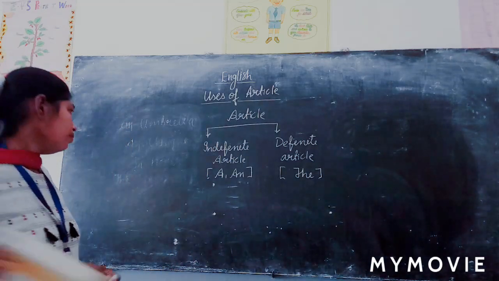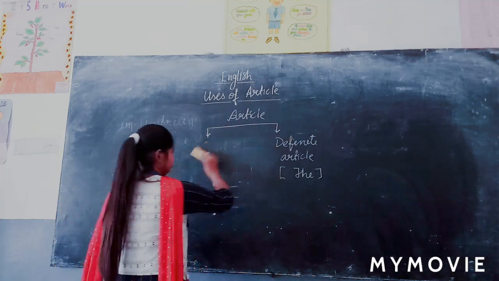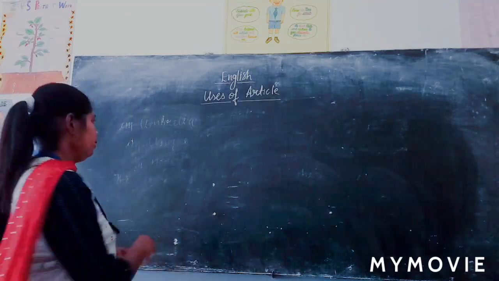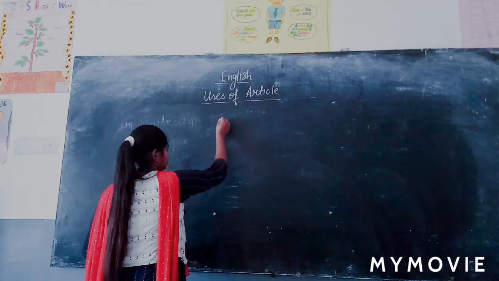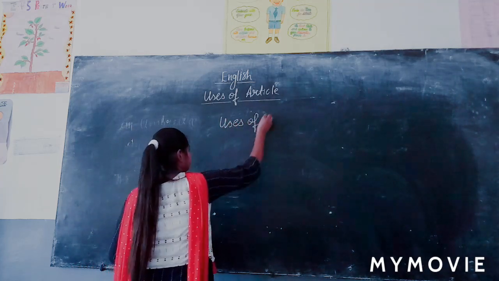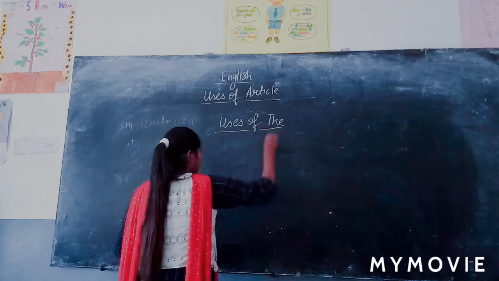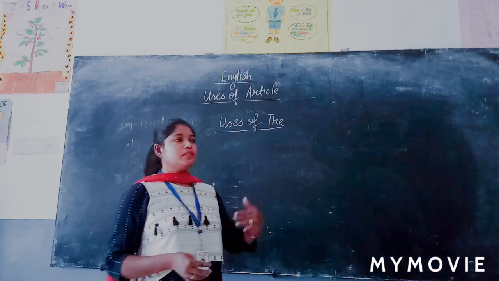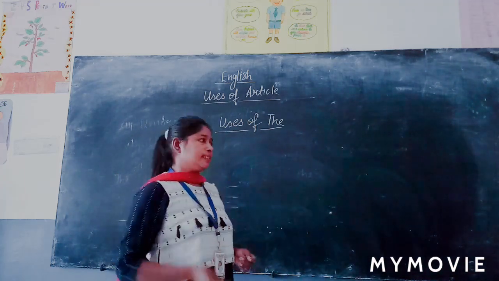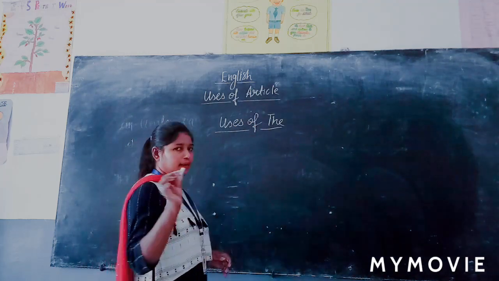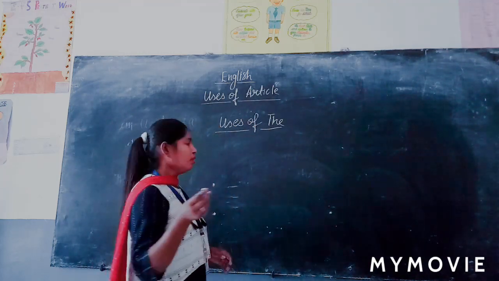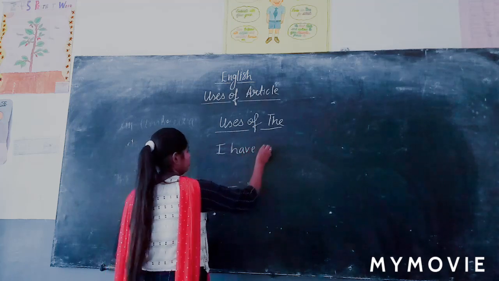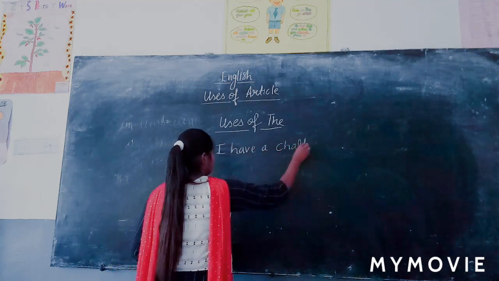Now see the definite article, the uses of the. The is used with a specific noun, to specify something. For example, suppose I have this job. So what should I write? I have a job.